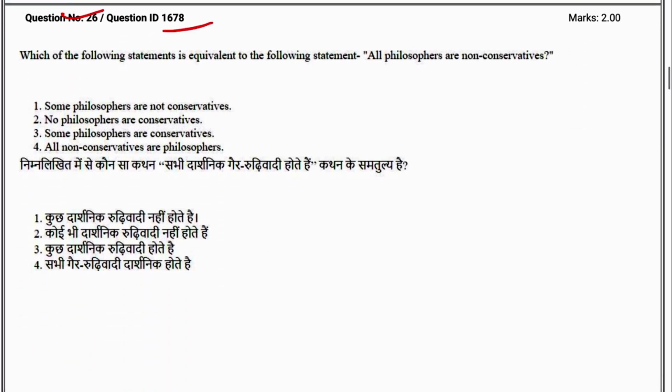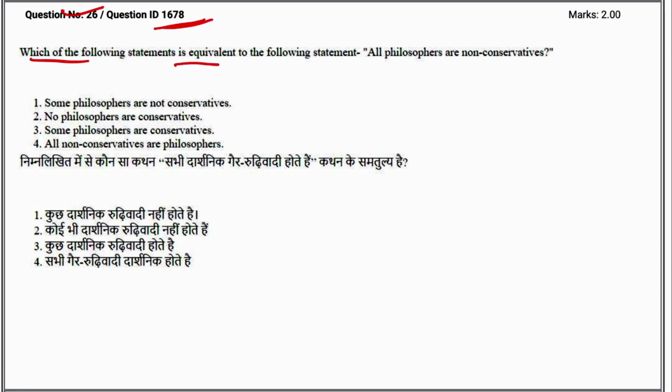Next is 78. Which of the following statements is equivalent to the following statement? All philosophers are non-conservatives. So some philosophers are not conservatives. This is partially correct. No philosophers are conservatives. It means all philosophers are non-conservatives. This is correct. Some philosophers, no, all non-conservatives are philosophers, no. So 2 is the answer.